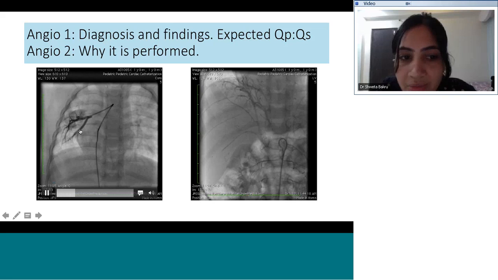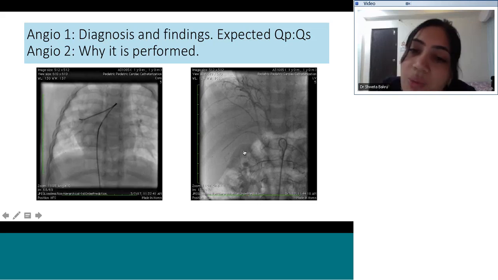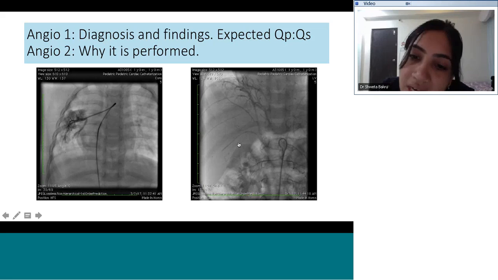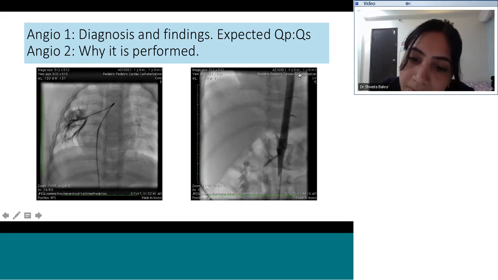So the catheter injection is into the distal right pulmonary artery, and the levo phase is showing pulmonary venous return to the IVC, the suprahepatic part of the IVC, and we can see the filling of the hepatic veins, IVC, and the right atrium. So this entity is called Scimitar syndrome. So why was the second angio done? I'll just play.